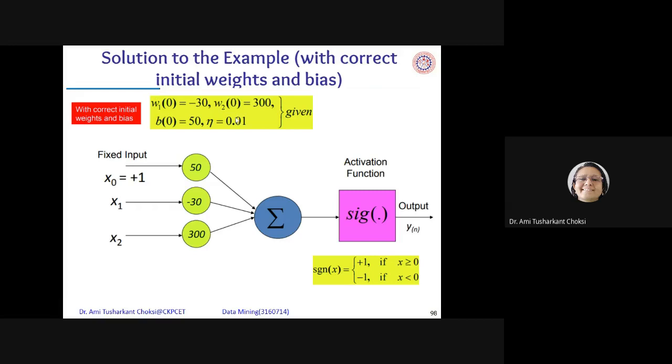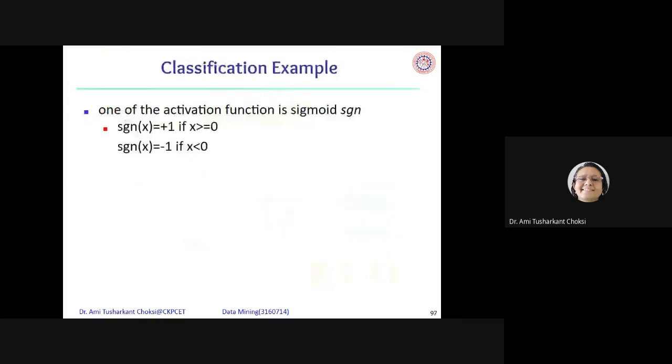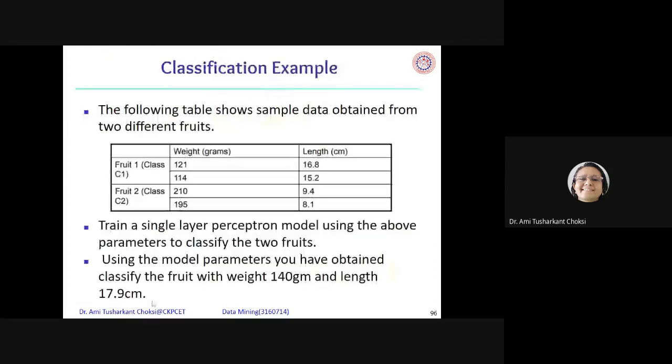Okay. So this 50 is the bias. Eta, that is the learning rate, is known to us, equal to 0.01. These things are already given in the problem. Now, what we want is to predict for the fruit where it was given that it has weight 140 grams and length 17.9 centimeters. You remember that. Okay, fine.